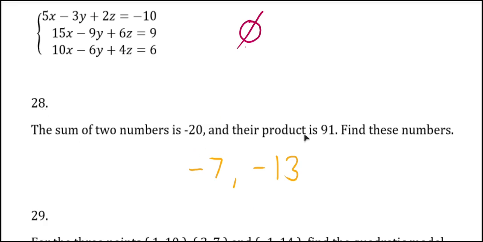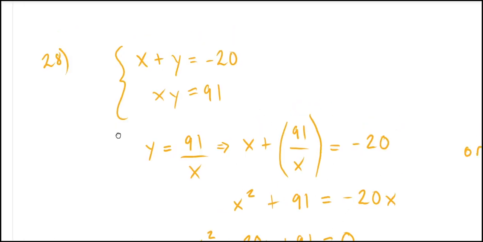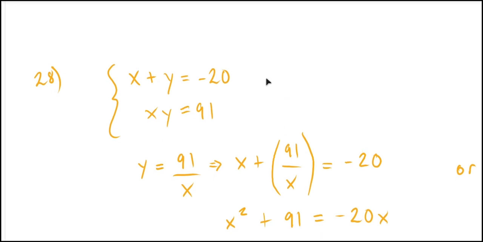Number 28 gives us a problem about two numbers. It says their sum is negative 20 and their product is 91. This is kind of a question we might have to ask if we were factoring a polynomial. But the time has come to see it as a nonlinear system. We've said that their sum is minus 20 and their product is 91. So how could we find that?